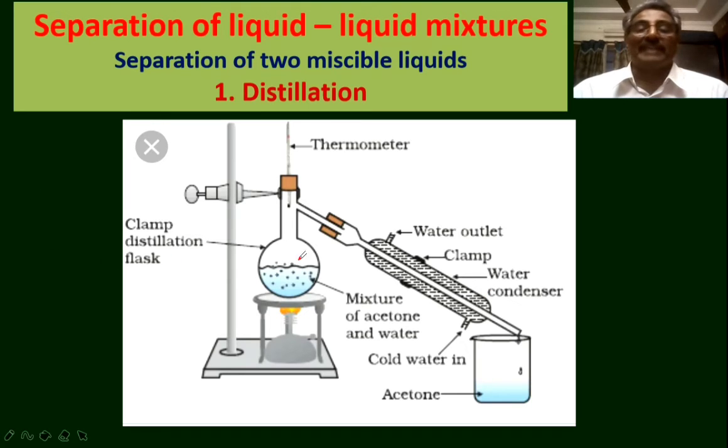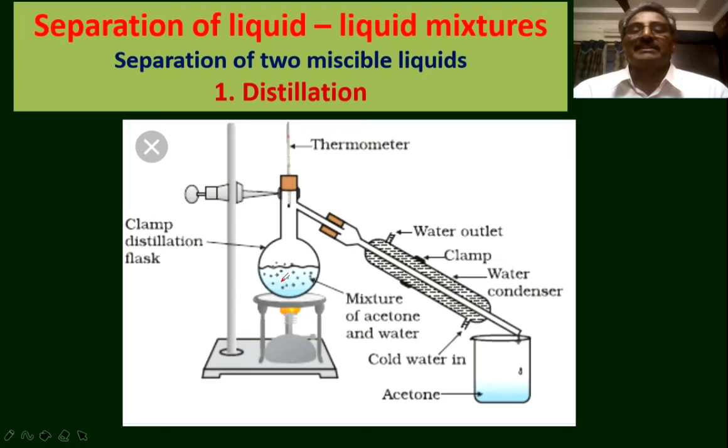A mixture of acetone and water is taken in the distillation flask. The distillation flask is attached to a water condenser. The water circulates through this passage in the condenser. The mixture of two liquids is heated. In this mixture, acetone boils at 56 degrees Celsius and water boils at 100 degrees Celsius.